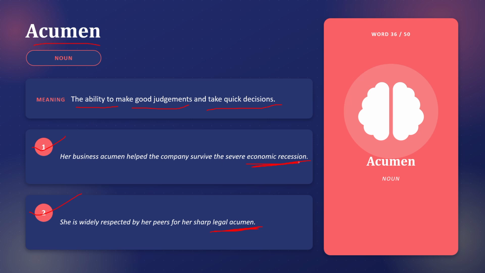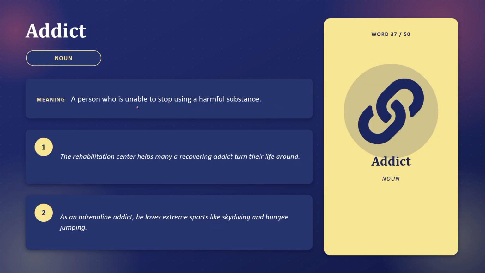Clear? Next, addict. A person who is unable to stop using a harmful substance. Addict, a noun. It means a person who is unable to stop using a harmful substance. Remember the keywords: harmful substance. First example: the rehabilitation center helps many recovering addicts turn their lives around. Second: as an adrenaline addict, he loves extreme sports like skydiving and bungee jumping. Clear?